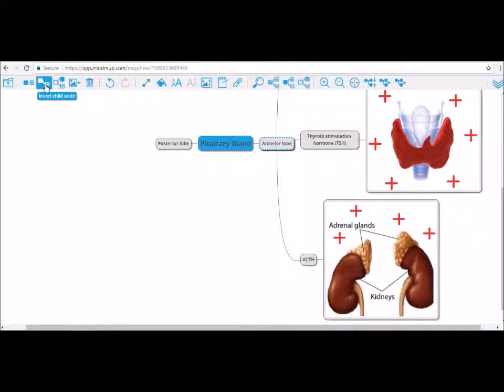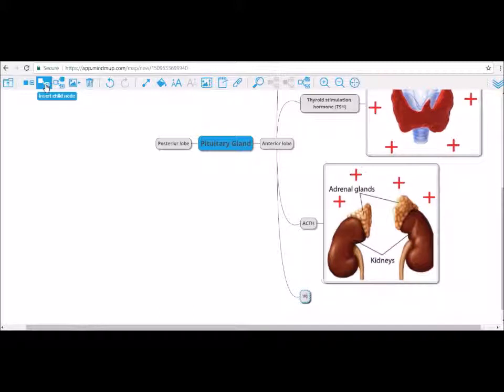The next hormone I want to talk about is called prolactin. And prolactin acts on the breast tissue, and it helps stimulate the production of breast milk during pregnancy. So obviously this is a hormone that would only be found in women.